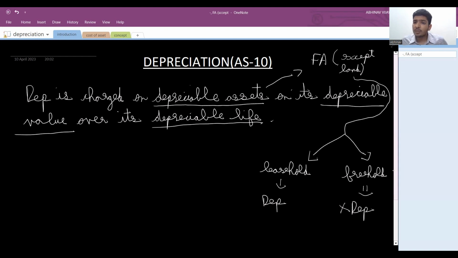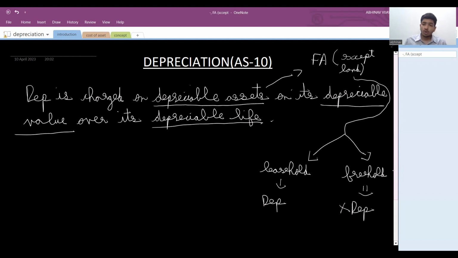Why is a leasehold land a depreciable asset? It's a very big concept. For now, you keep this in mind that a leasehold land, you have a right to use the land for a period of time. So, because you have the right, it's also depreciated. The value of the right you have depreciates over a period of time. That's why depreciation is charged on a leasehold land. But freehold land is your own property. Land value always appreciates. So we don't charge depreciation on a freehold property.